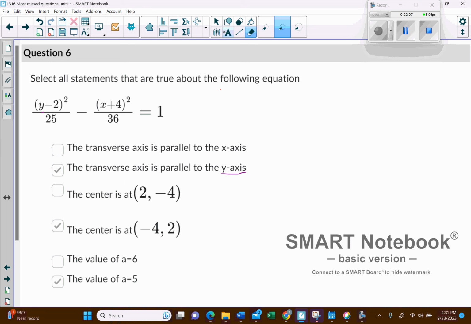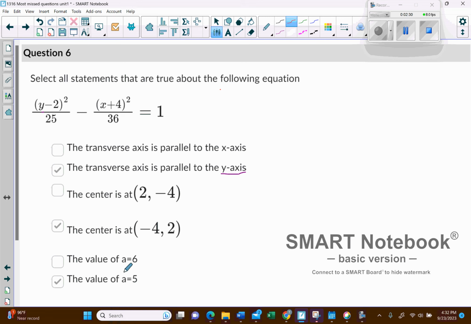Then the next part's asking where the center is, and you said the center is at -4, 2. Once again, that's correct. It's the opposite of the values with x and y, basically what makes each term go to 0. If x were -4, it would make this go to 0, and if y were 2, it would make this one go to 0. So you're good on that one.